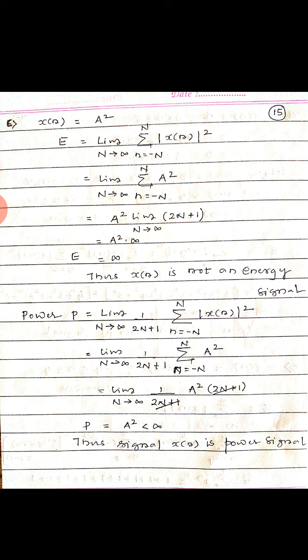A square I will take outside the summation, and again using the standard formula, summation minus N to N of 1 is equal to 2N plus 1. This 2N plus 1 and the 1 divided by 2N plus 1 get cancelled, and it is only A square. So it is independent of n. You cannot apply N tends to infinity because we don't have an n term here, A square is constant. A square is less than infinity, so we can say the signal is a power signal.